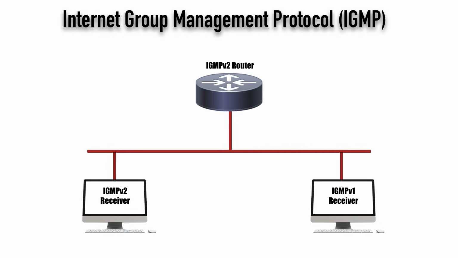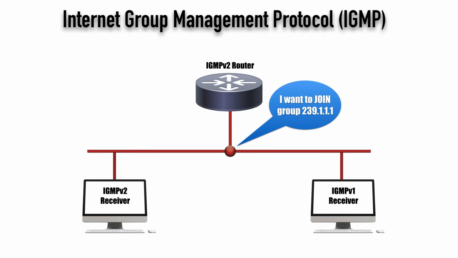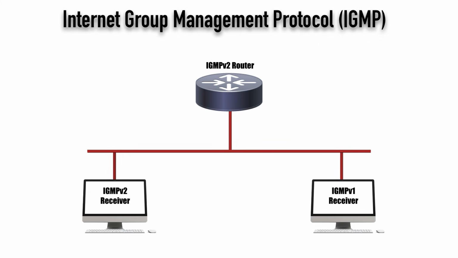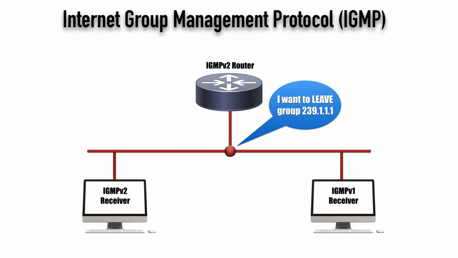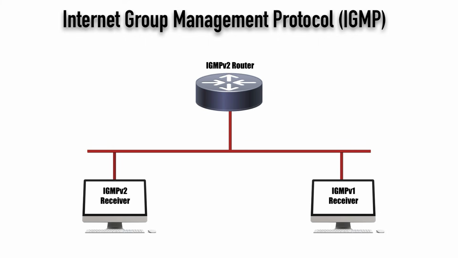Here, the IGMP version 2 receiver is going to send up an IGMP message to our router saying, yes, I also want to join group 239.1.1.1. And if no other devices connected off of that router interface are members of that multicast group, the router can say, I'm going to start sending that traffic for that group out of this interface. But now, let's say that IGMP version 2 receiver is done. It no longer wants to receive this. Maybe it's a video stream. It can proactively tell the router, okay, I'm done. You can stop sending me traffic. I want to leave group 239.1.1.1. That was not possible with IGMP version 1. Only IGMP version 2 could do that.